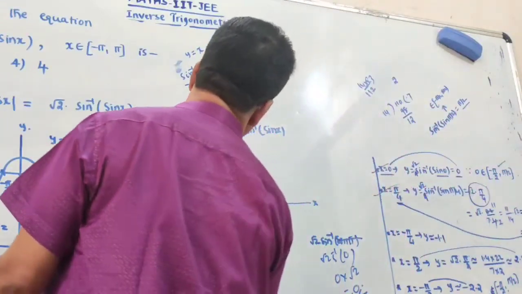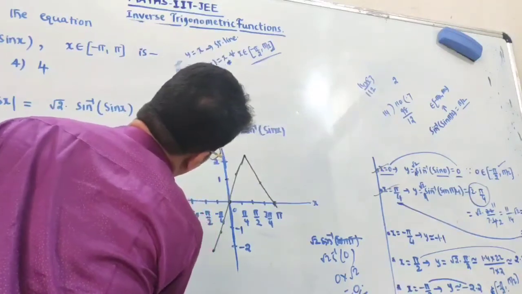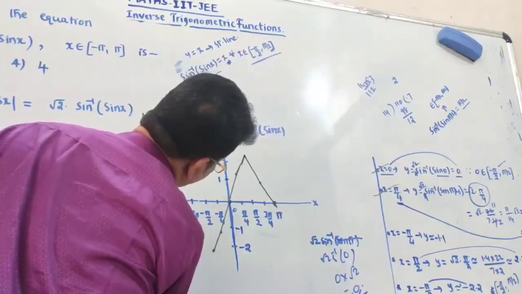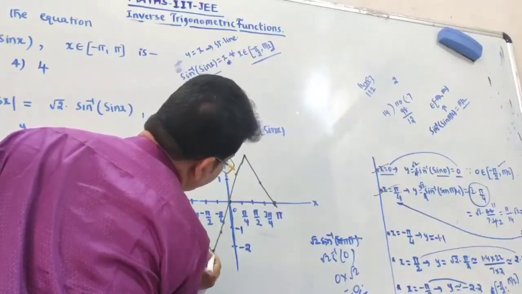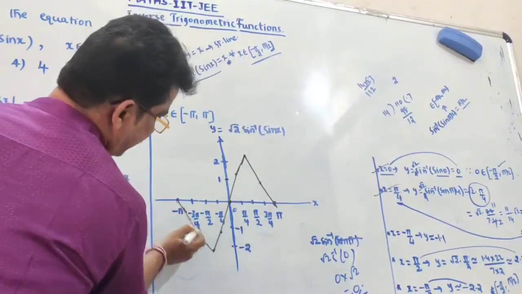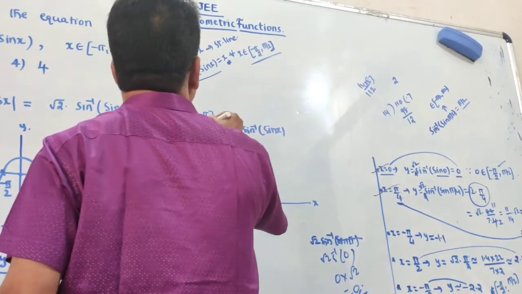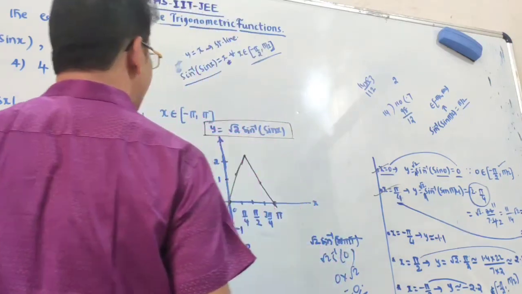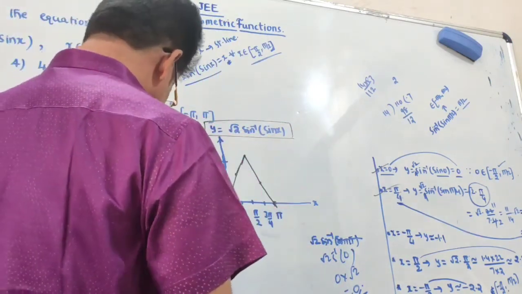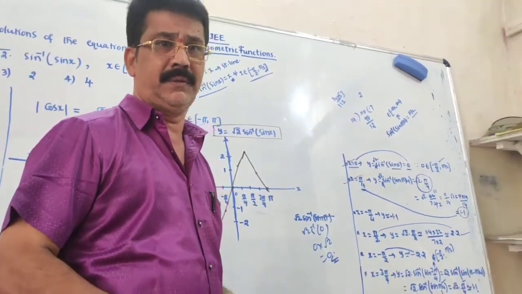Next, minus pi is also 0, so join the points like that. It is a straight line, just like that. So this is the graph of y equal to root 2 into sine inverse of sine x. Later I will show the combined graph.